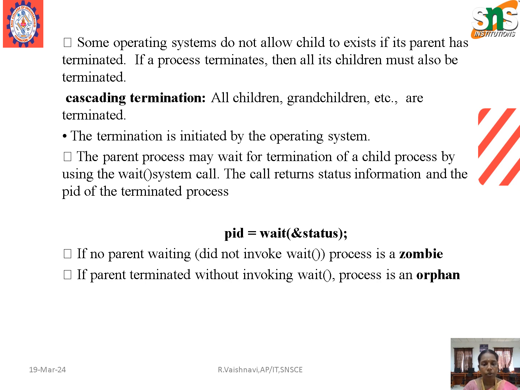The parent process may wait for the termination of a child process by using the wait system call. The call returns the status information and the process identifier of the terminated process. That is, pid equals wait of status. Next one, if the parent did not invoke wait, the child is known as a zombie. If the parent terminated without invoking wait, the child is known as an orphan.